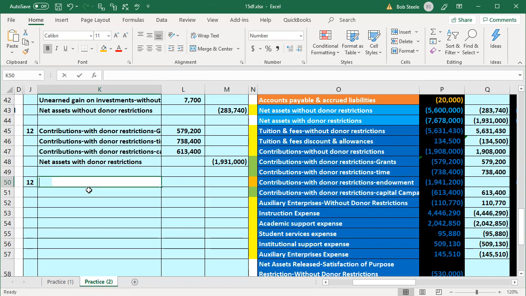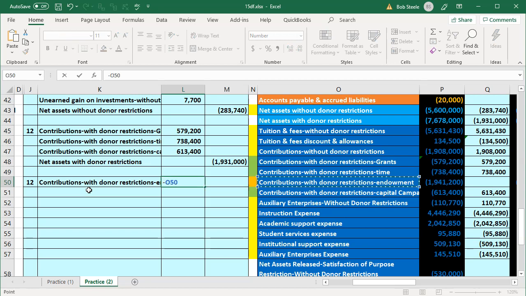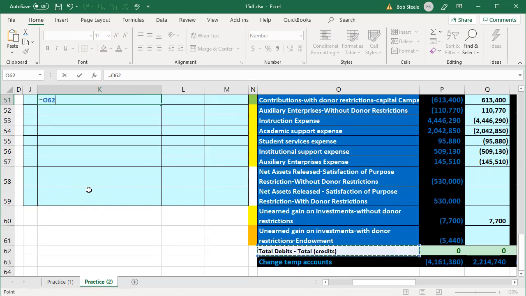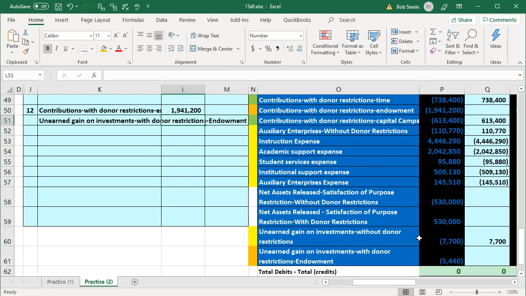So we're going to go back over here. We're going to say this equals the contributions with donor restrictions related to the endowments. We need to make it go down. It has a credit, so we need to debit it. We will be on the debit side in cell L50, where we will say negative of that 1,941,200. Then we're going to pick up the second account, which will be down below with a little orange dot next to it. That's going to be the unrealized gain on investments with donor restrictions with regard to the endowment. It also has a credit balance in it. Therefore, we're going to debit it to make it go down. We are in cell L51. So I'm going to say negative of that number and enter.